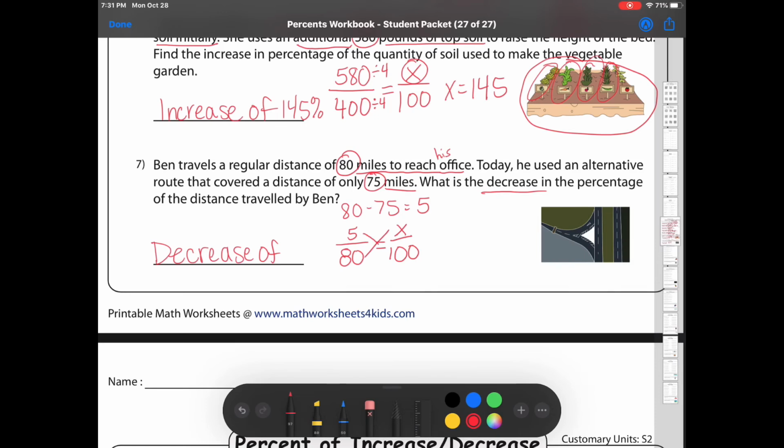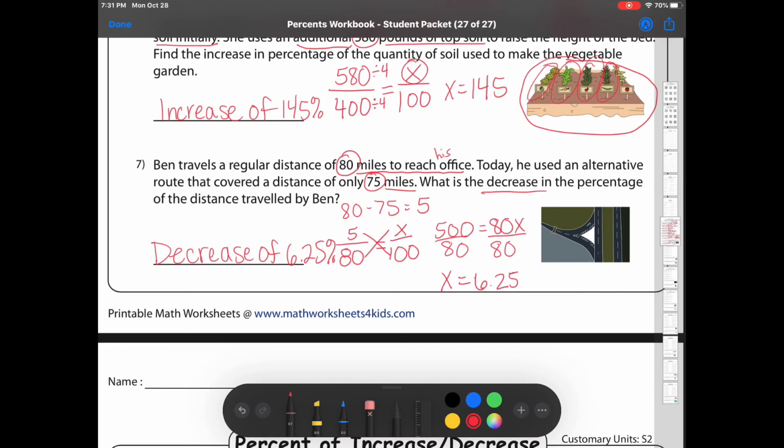And so this isn't an easy common multiplier, so I'm going to multiply on the diagonal for my cross products. 5 times 100 is 500. 80 times x is 80x. To get rid of that coefficient, I'm going to divide both sides by 80. And that leaves me with x equals, in our calculator, 500 divided by 80, which leaves me with 6.25, which means that there was a decrease of 6.25% of mileage. So he drove 6.25% less than he normally does to get to his office.